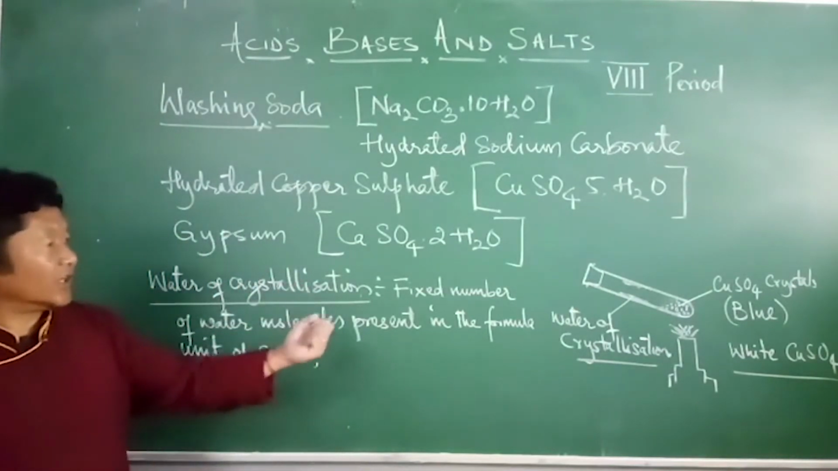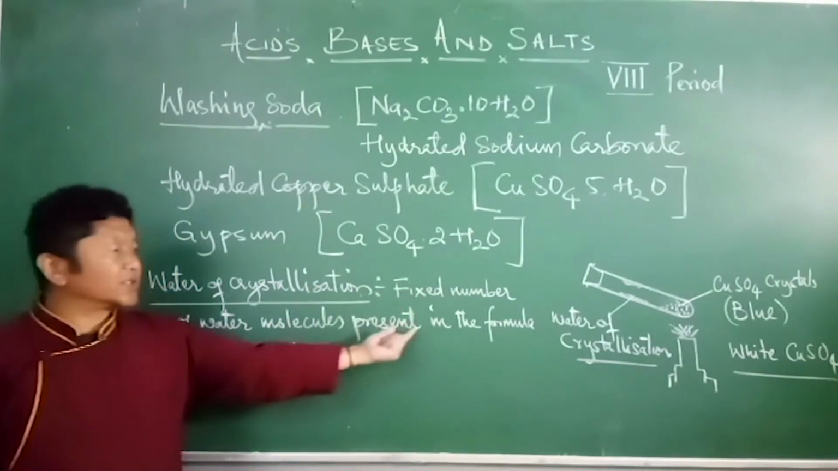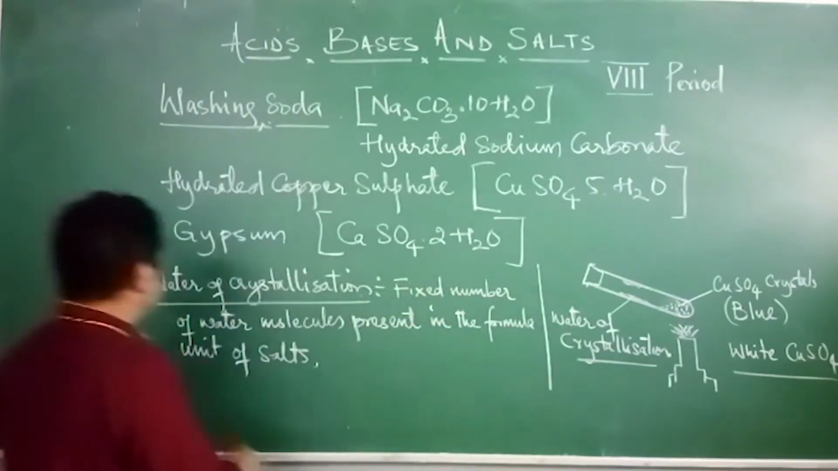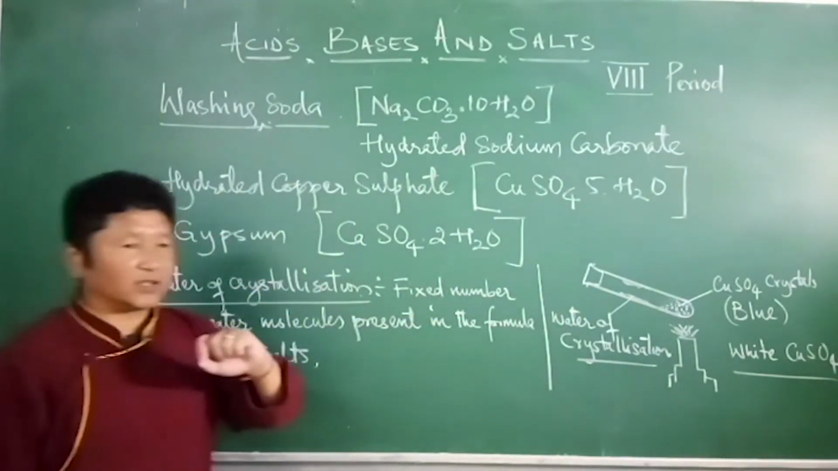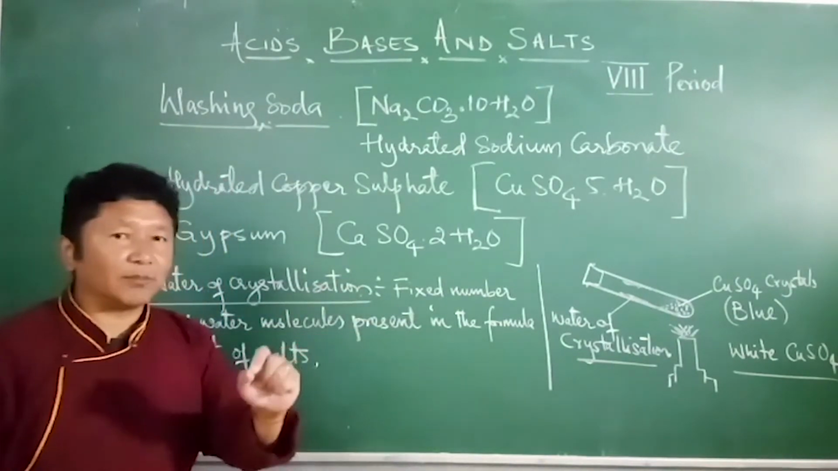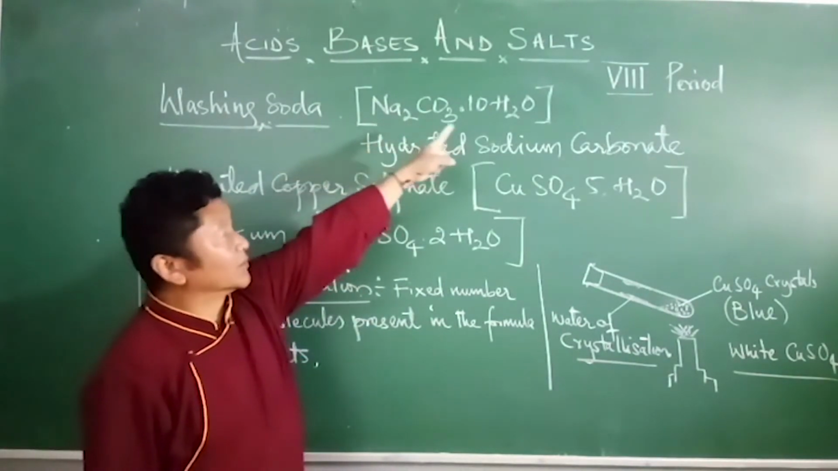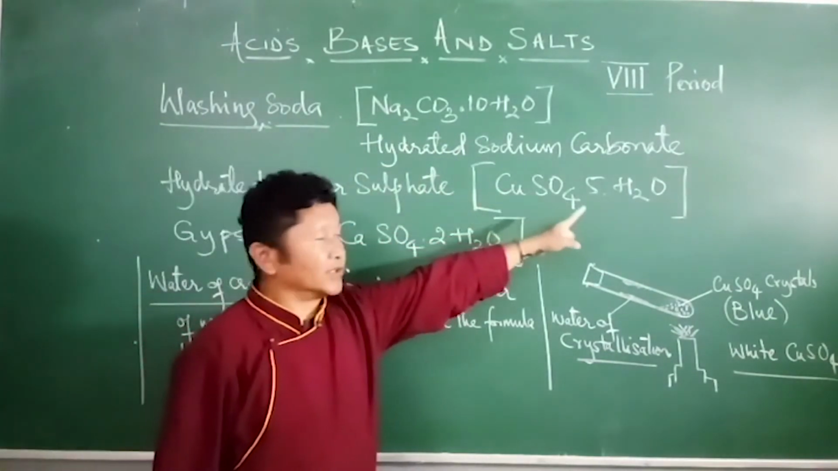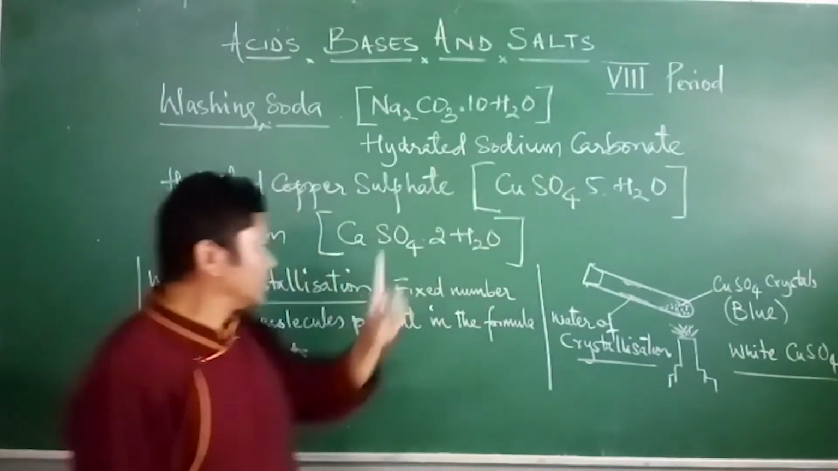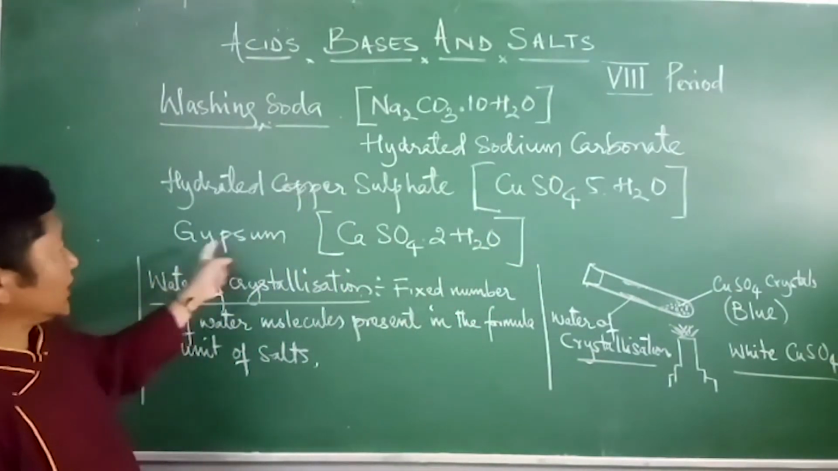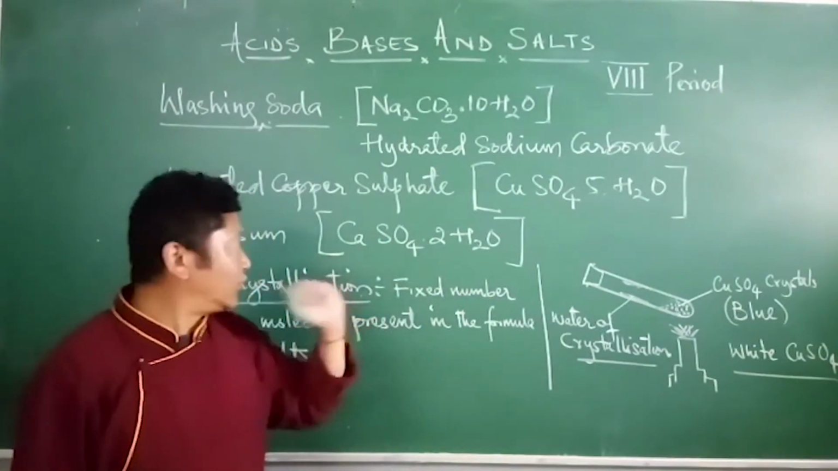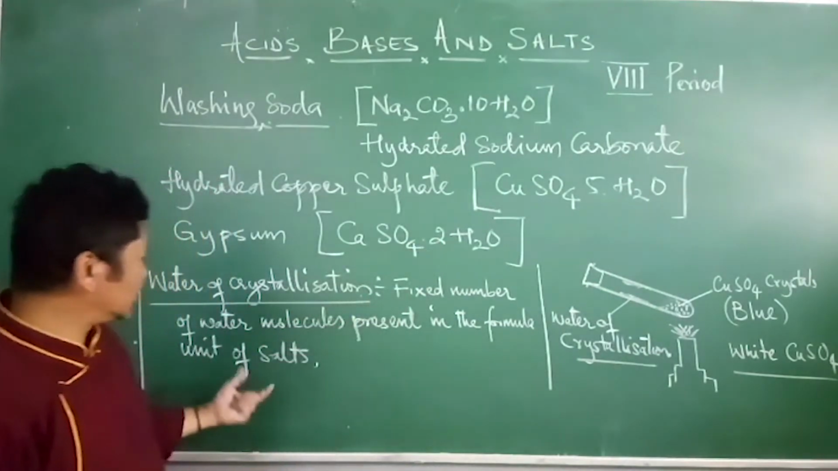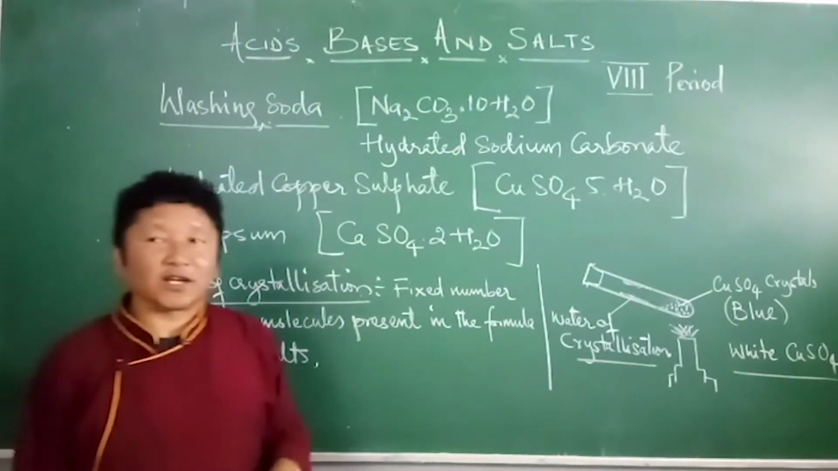Water of crystallization is a fixed number of water molecules present in the formula unit of a salt. Sodium carbonate decahydrate is an example of water of crystallization. Hydrated copper sulfate, CuSO4 with 5 water molecules, is also an example. And gypsum, CaSO4 with 2 water molecules, calcium sulfate dihydrate, is also a kind of water of crystallization.